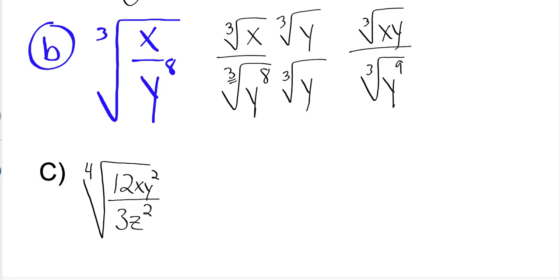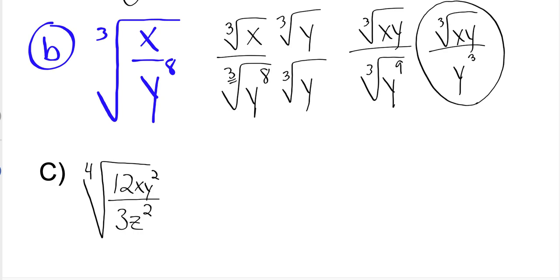Okay? And then I just simplify one more time, and I'm done. So cube root of xy, and we said we were making 3 perfect groups with this, so this would just be y to the 3rd.